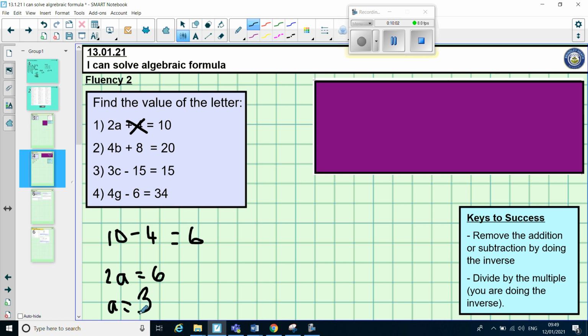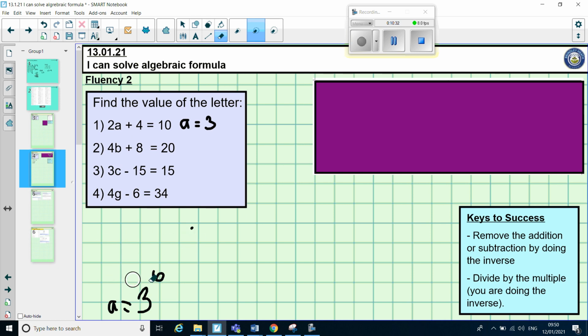Let's check it now. If I work back through my formula and check to see if that 3 fits my question: 2 lots of 3 plus 4 equals 10. 2 times 3 is 6. Add 4 gives me 10. So a must be 3. I must be correct with that. a equals 3.